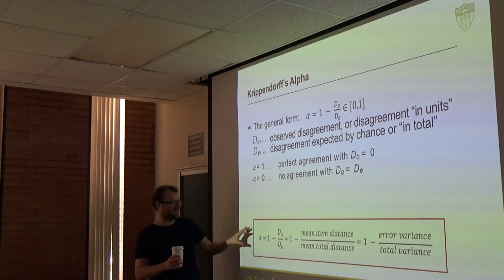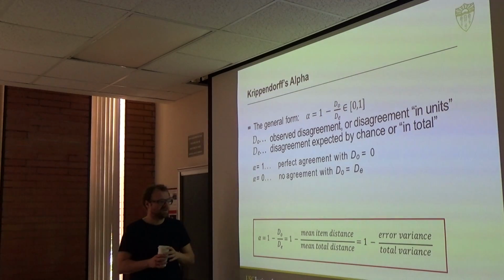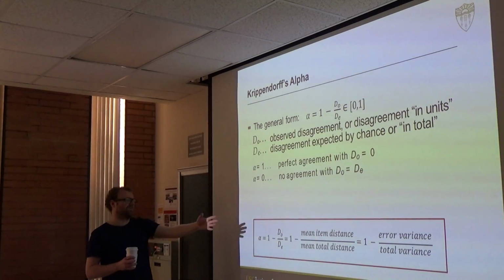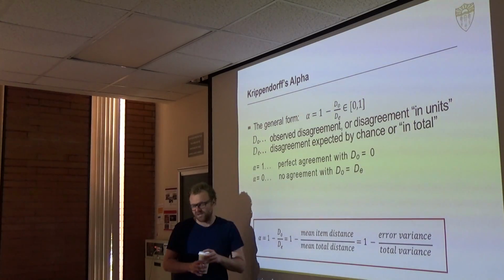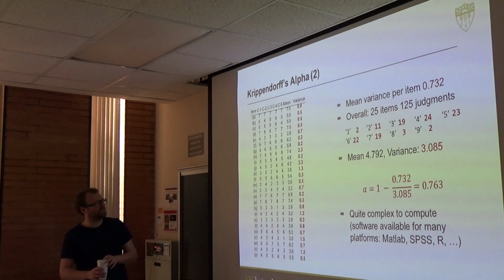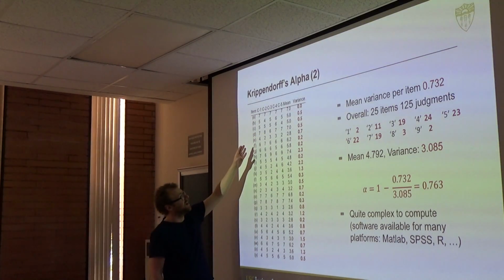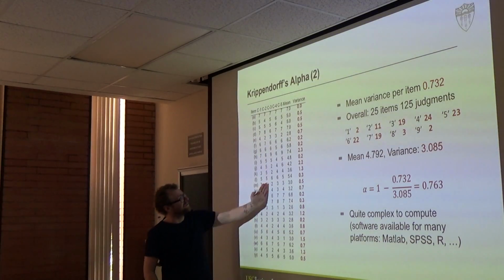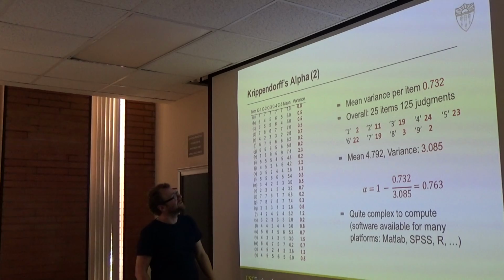And so the alpha is like 1 minus this ratio. You can interpret it as the mean item distance divided by the mean total distance. And to visualize this better, I brought this, where in this case you have 5 coders. Each of these coders is basically one of these columns.